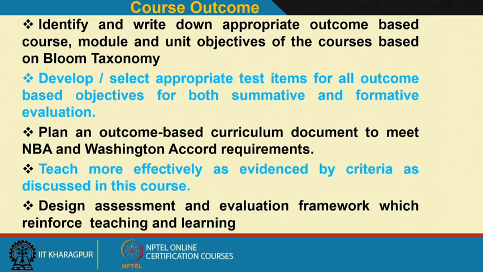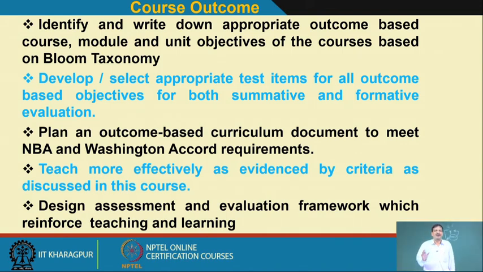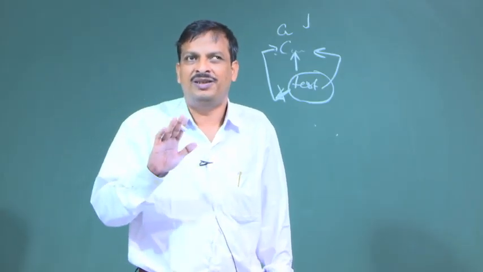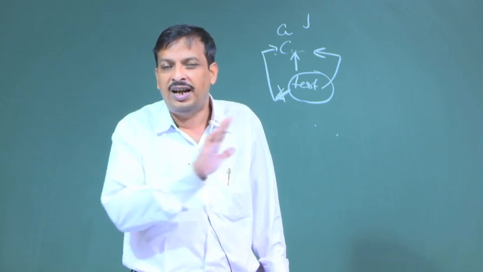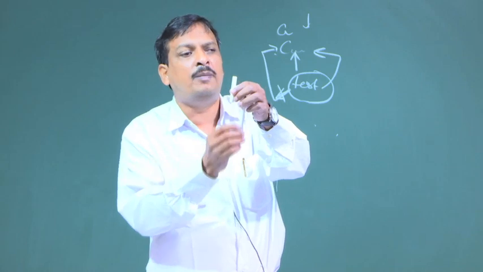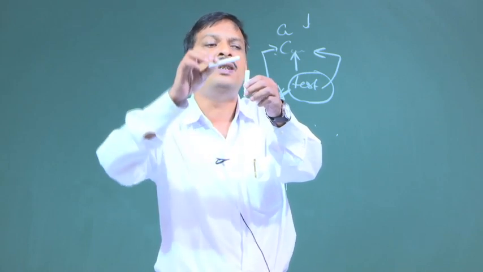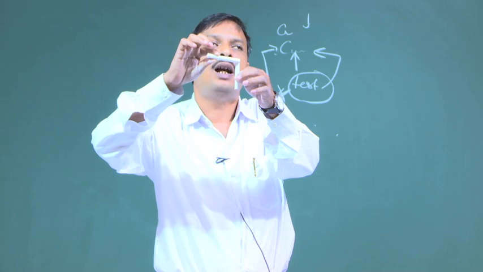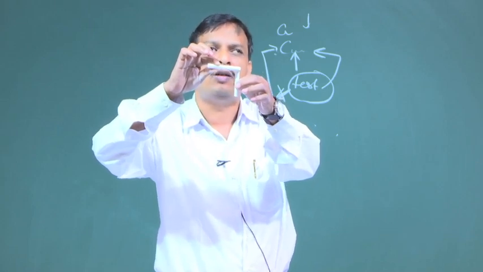Next one, plan an outcome based curriculum document to meet NBA and Washington Accord requirements. Everybody will look for this, and this course will say something about how to write that NBA document. This course does not say how to write the entire NBA document. I am thinking about how to write your course outcome and how your course outcome caters to NBA attributes or Washington Accord.